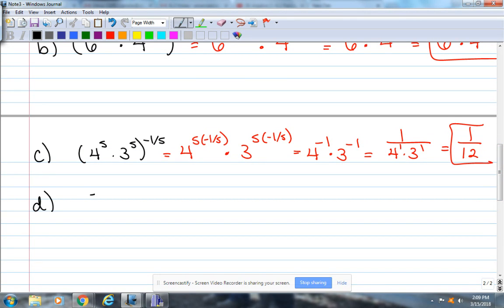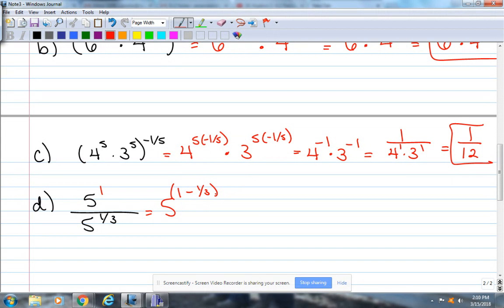Okay, so fraction. 5 divided by 5 to the 1/3. They got the same base, right? So what do I do if I divide two things with exponents that have the same base? Subtract. Isn't that a 5 to the first power on top? Yeah. So it's going to be 5 to the 1 minus 1/3.